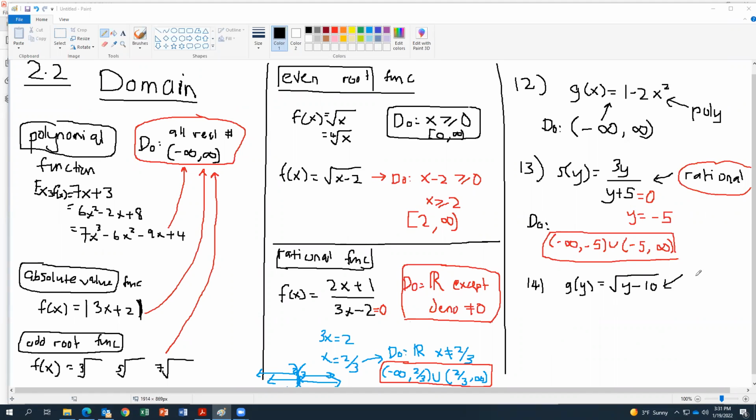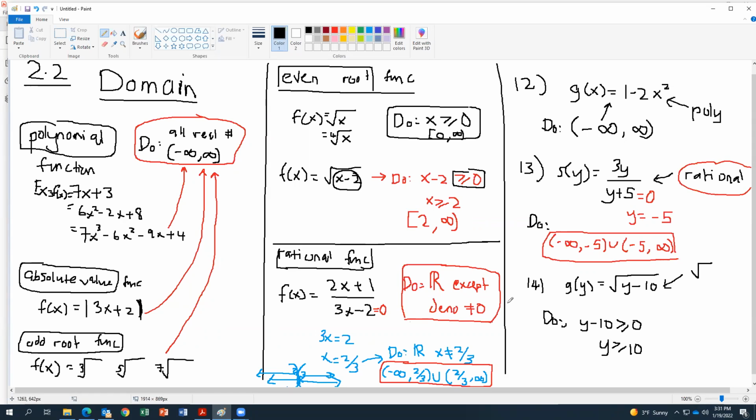So this is an even root, and even root is this one. So what does the domain say? The domain says you take whatever is inside here and make it greater than or equal to 0. So we take y minus 10 greater than or equal to 0. And solve for y. So you move the negative 10 over, and y is greater than or equal to 10.